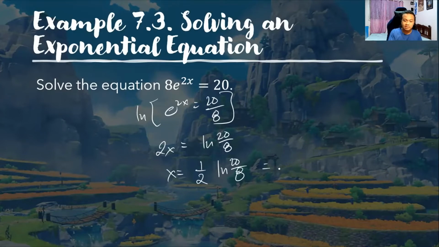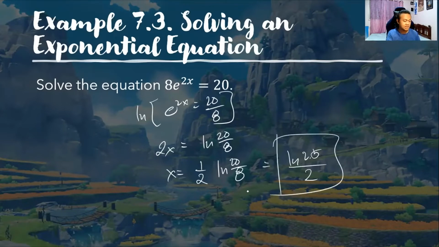And then, that is the exact solution, no? Or as it is written in your module, it's ln 2.5 over 2, which is the same thing, di ba? Okay, 20 over 8 is 2.5 and divided by 2 overall. Yeah, so that's the solution. Or ikuha ninyo sa inyong calculator, that's approximately 4.458.